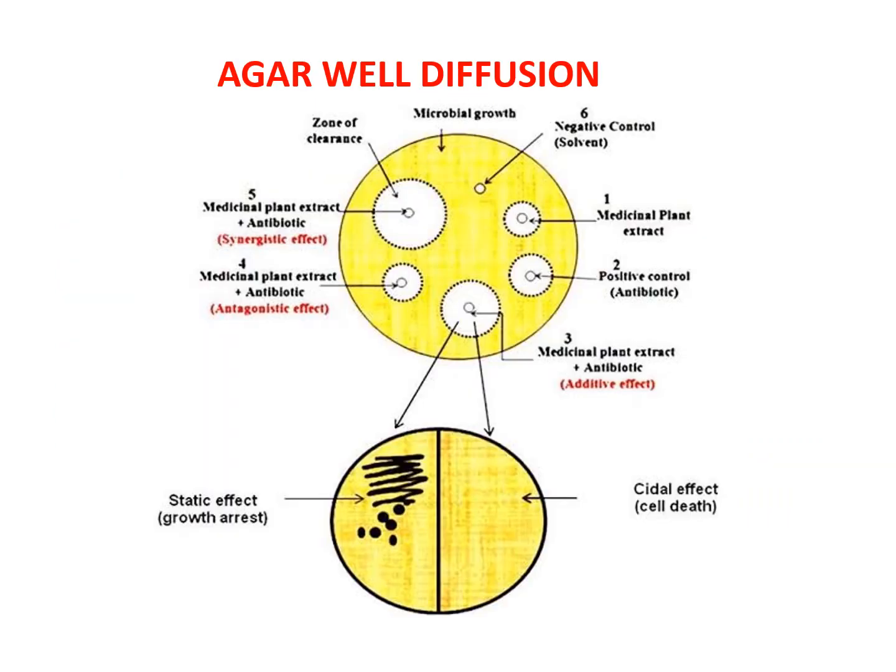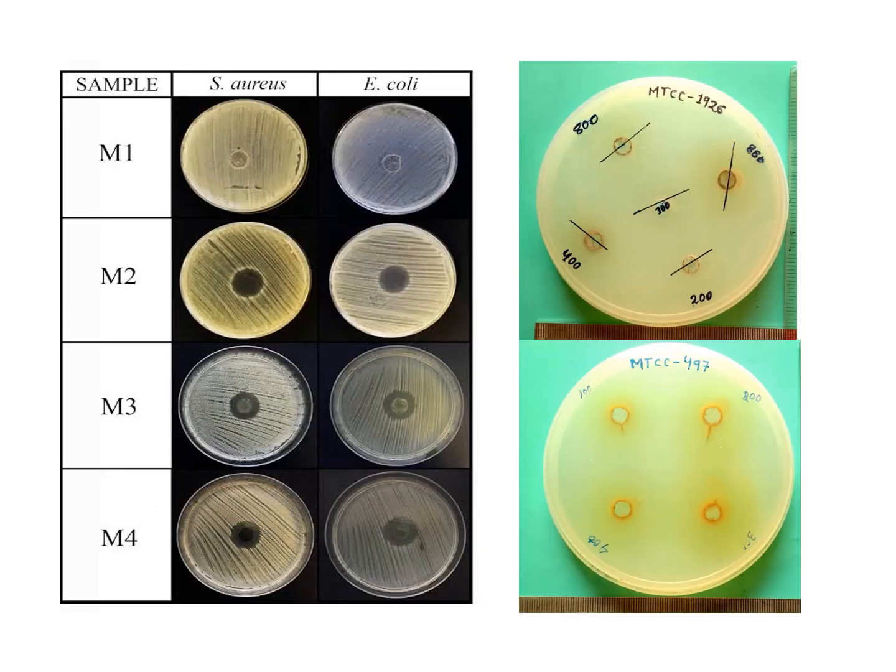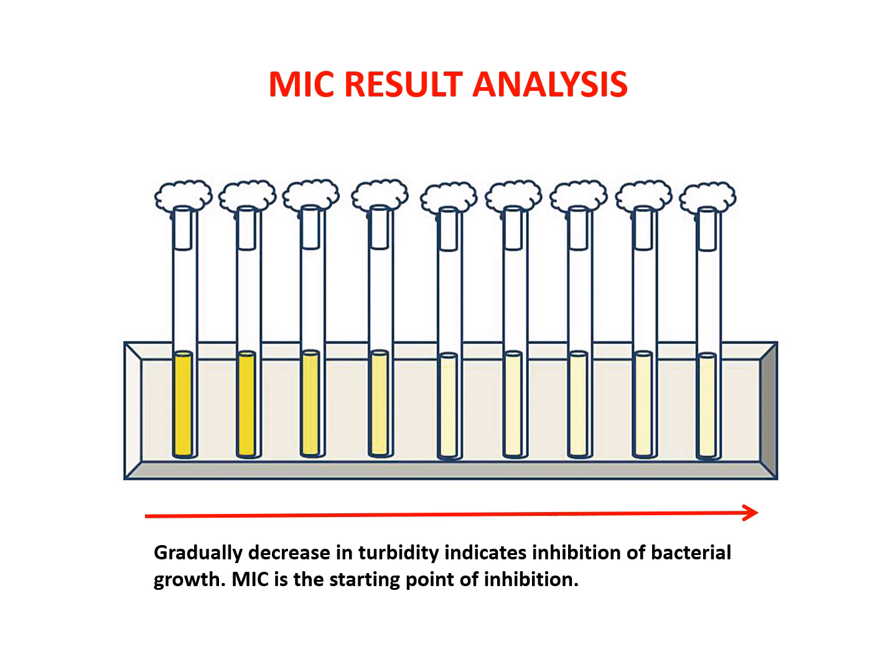Agar well diffusion, you can observe. These are some zones of inhibition you can observe. We did a lot of work. MIC result analysis you can observe here. Gradual decrease in turbidity indicates inhibition of bacterial growth. MIC is the starting point of inhibition.